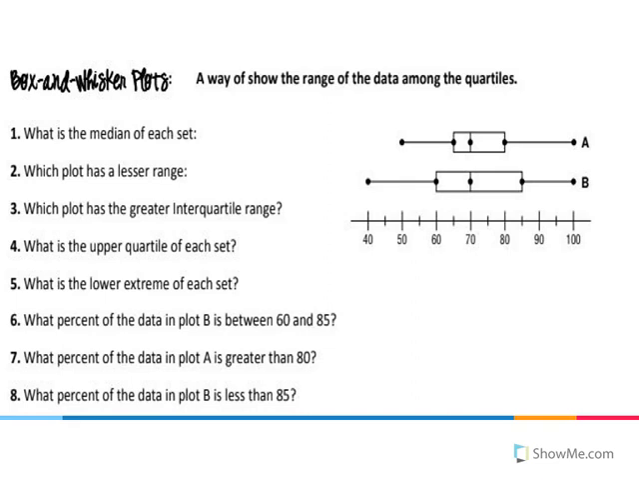So go ahead and take some time to draw these out so you guys can have the actual example written down. So what is the median of each set? Median, remember, is your Q2. That was that value that was right there in the middle. So on both of them, on A, it's 70. On B, it is also 70.